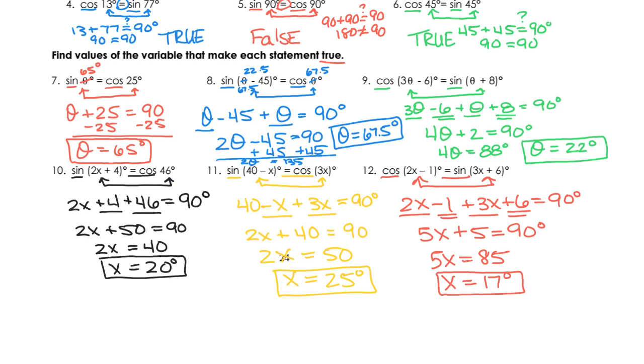Okay, again, if you are unsure if you're doing it correctly, all right, you can always plug your value of x back in. Okay, type the left side of the equation into your calculator, type the right side, and compare the decimals that you get.